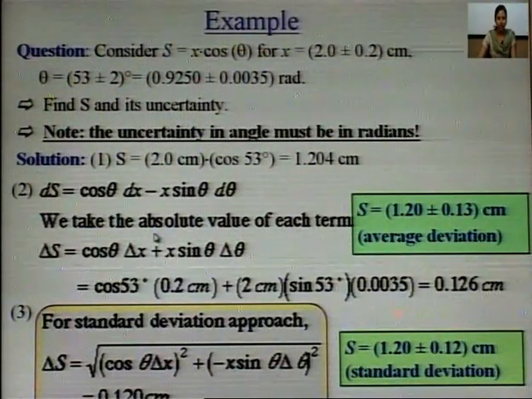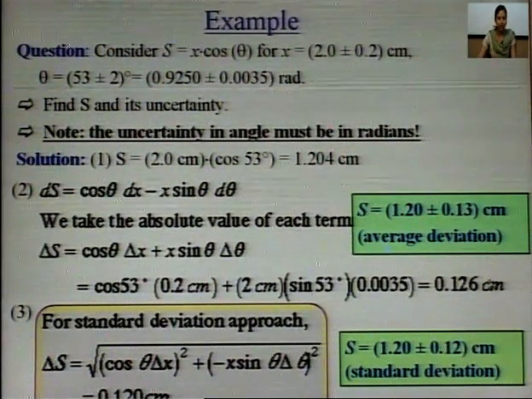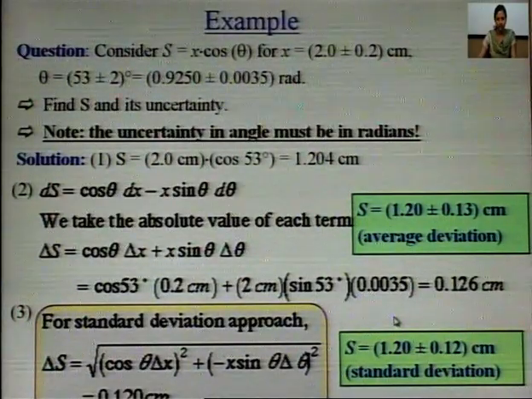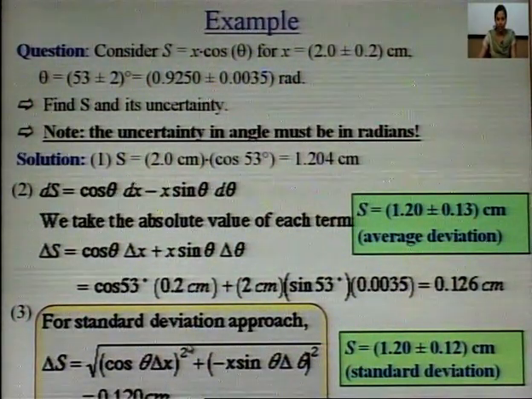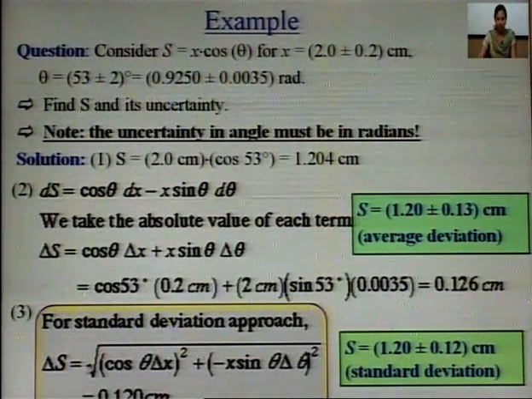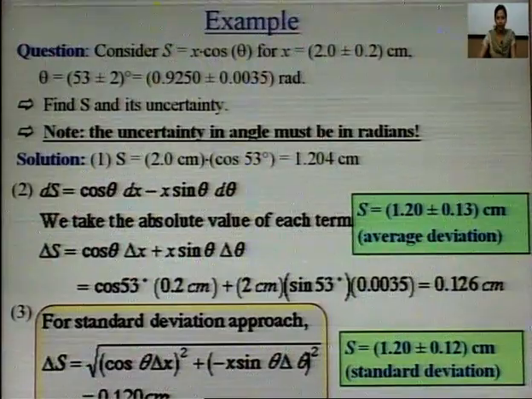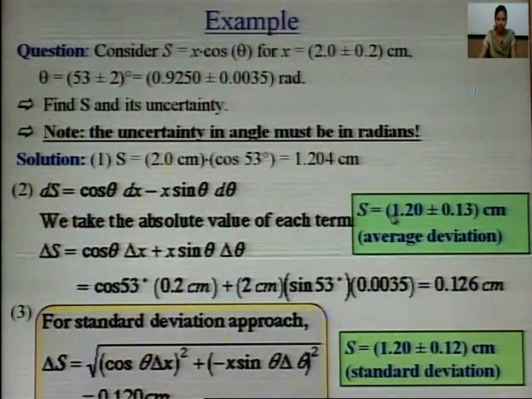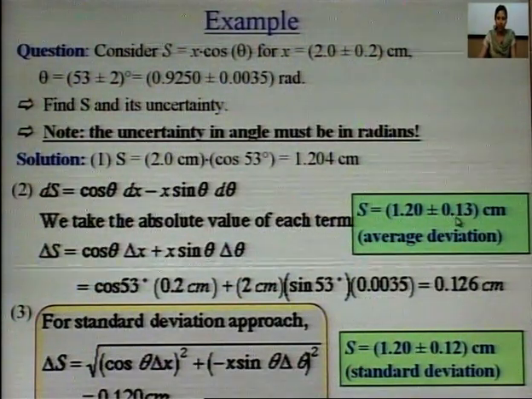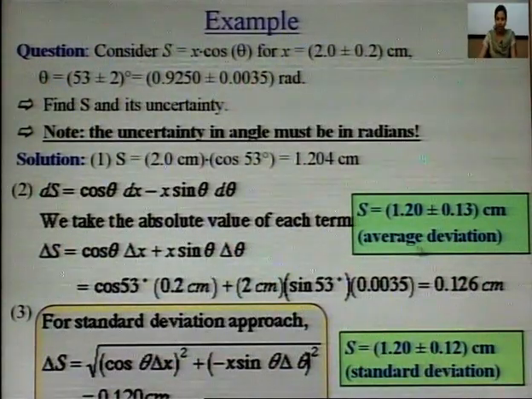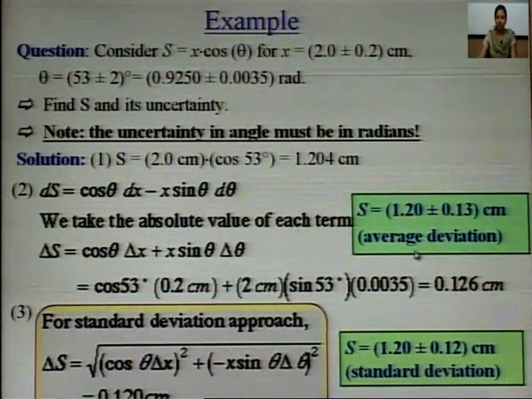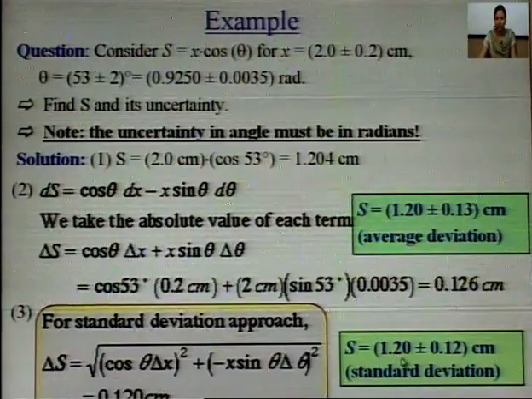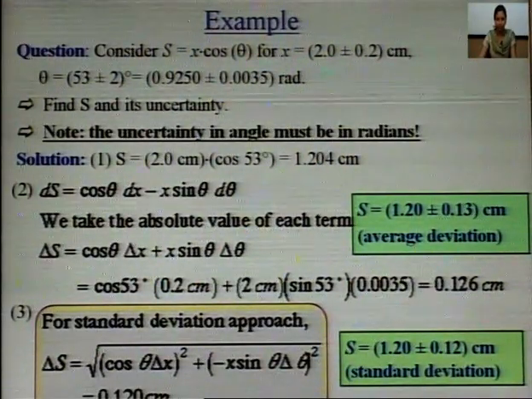Upon calculating this error, we will get delta s is equal to 0.126 centimeter. This is based upon the average error, but if we take the standard deviation approach instead of the average error, then delta s comes out to be 0.120 centimeter. So the total measurement gives s is equal to 1.2 plus minus 0.13 centimeter if we take the average error, but if we take standard deviation, then s is equal to 1.20 plus minus 0.12 centimeter.